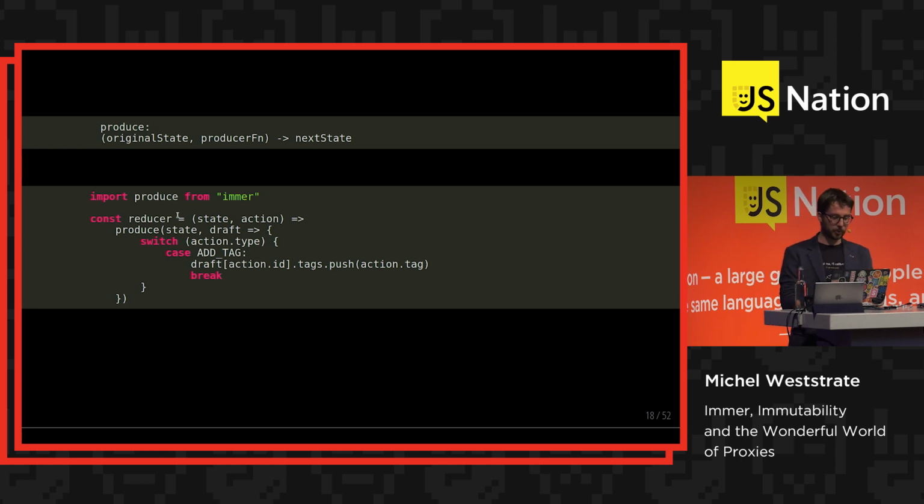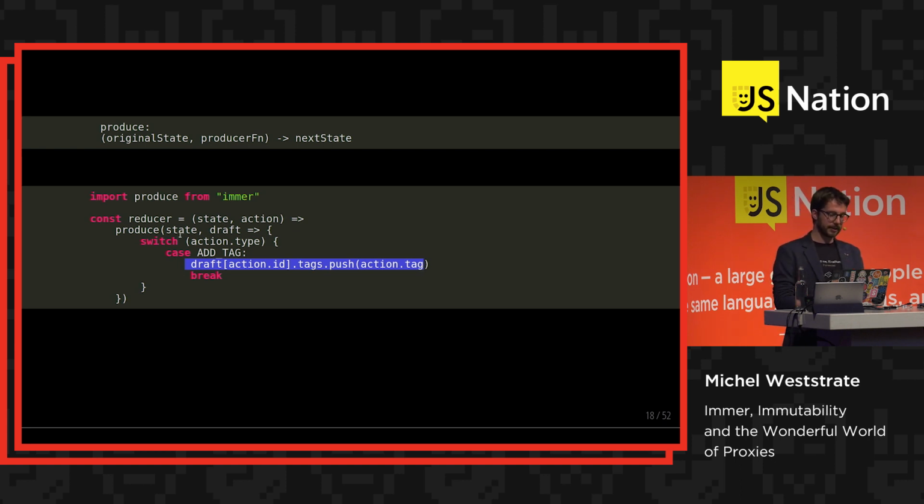So how does it look? We call produce, we give it our current state, and we give it a callback function, which is called immediately by produce. And that callback receives one argument, a draft object. It's basically the same state, but the interesting thing is we can directly mutate it. And what Immer will do is remember what we did to the draft object and actually apply that to an entirely new state.